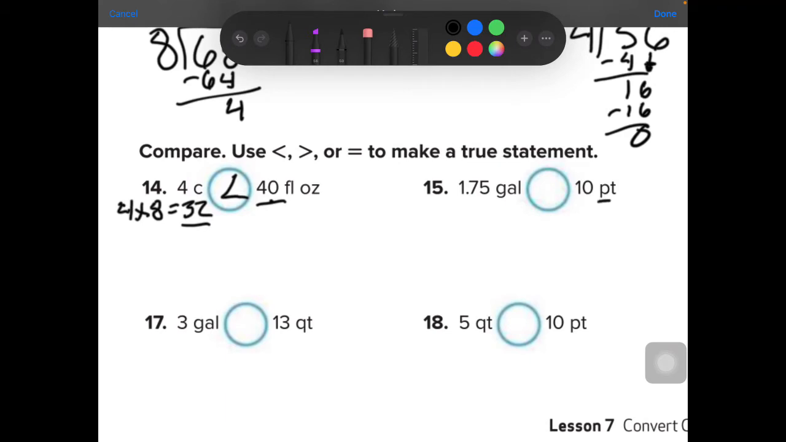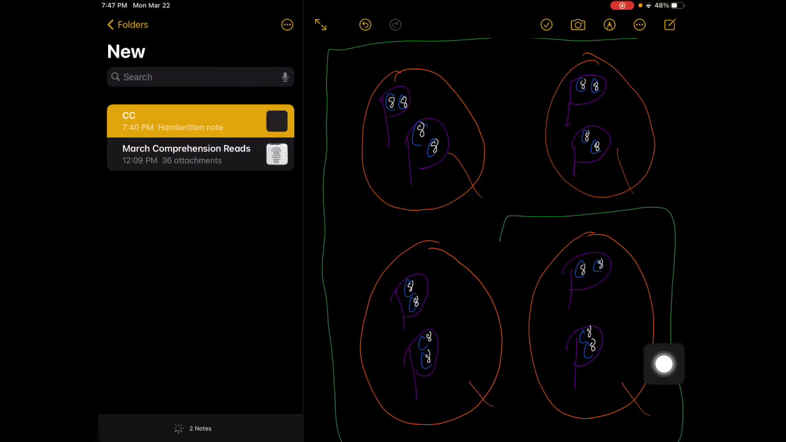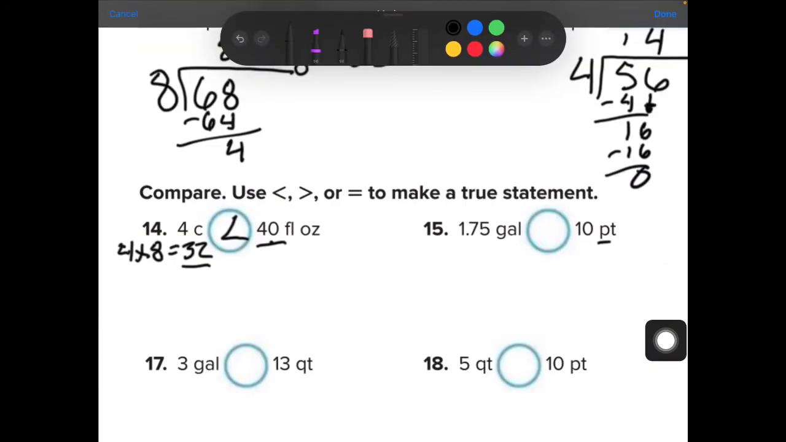Okay, now let's look at 15. Pints are definitely smaller. And on my gallon poster, it says I have 1, 2, 3, 4, 5, 6, 7, 8. I have 8 pints per gallon. This is kind of tricky because it's 0.75. So let's just deal with the whole number. 1 times 8 is 8 pints right there. Now we have to figure out the 0.75. I know 0.75 means the same as 3/4, right?